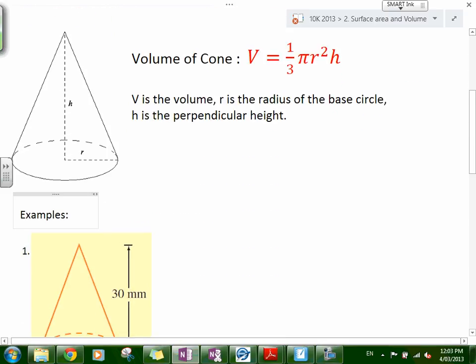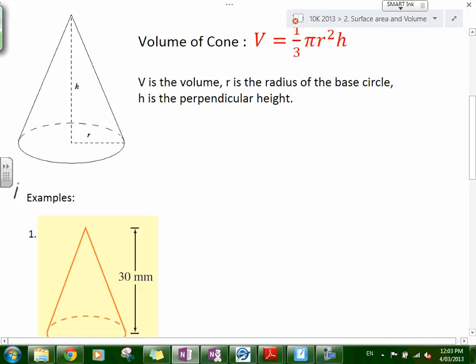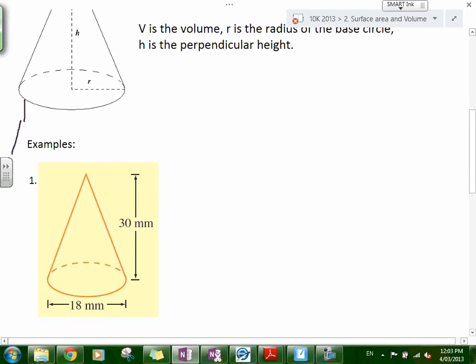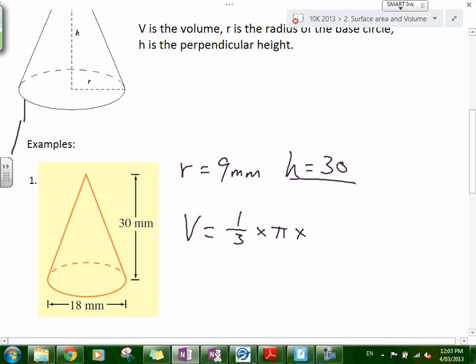Okay, so the radius, R is equal to 9 millimeters, and the H, the height of this, is 30. Alright, so we have the parts that we need to work out its volume. So we say V equals 1/3 times pi times the radius squared, which is 9 squared, times the height, which is 30. Okay, can you find it?